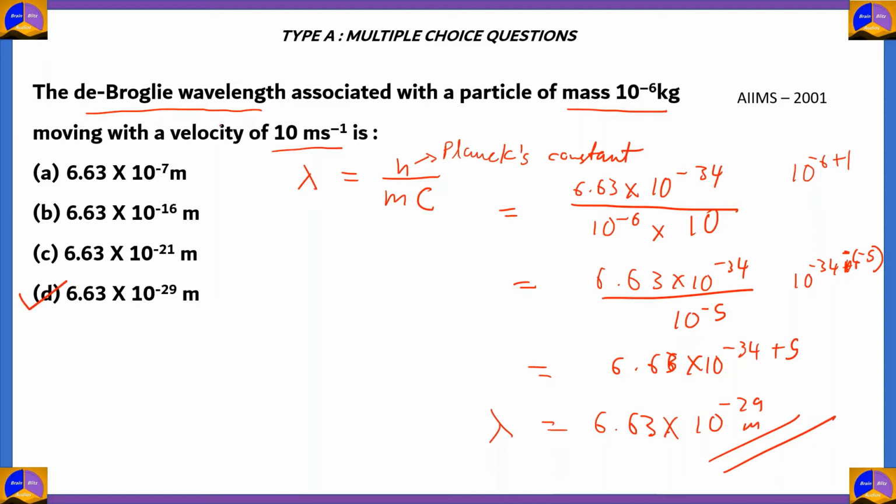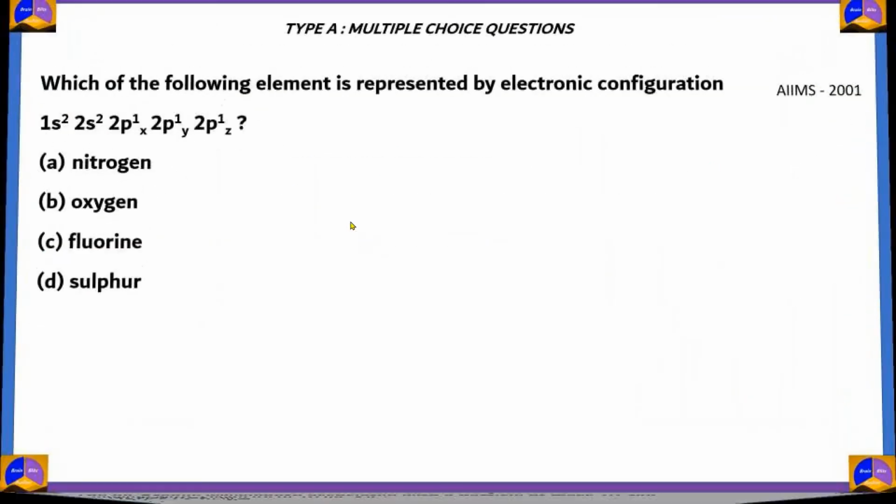Note that the wavelength is expressed in meters, the SI unit for length. So our value for lambda would be 6.63 into 10 raised to minus 29 meters when we have the given mass and the given velocity. Let's move on to the next question.